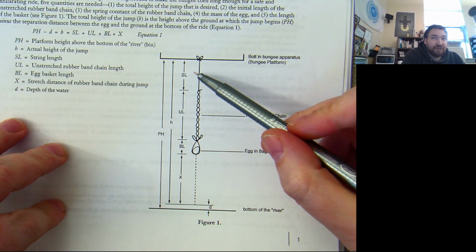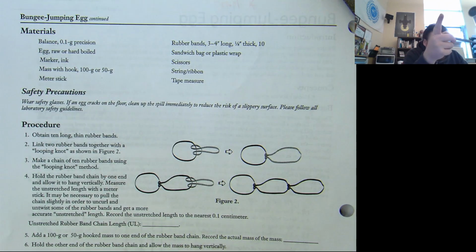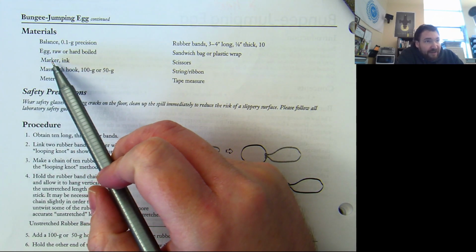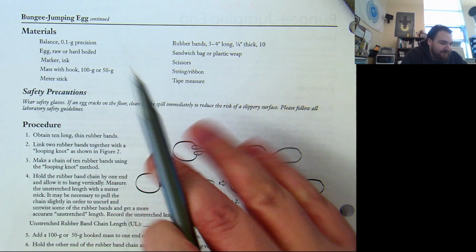That SL on the screen there. Then it takes you through the process. Here's all the materials you're going to need. You're going to need a balance. There's one up at the front. You're going to need your egg. They're raw, because if your rider dies, we want to know. There's going to be guts everywhere. We're not hard boiling the eggs.